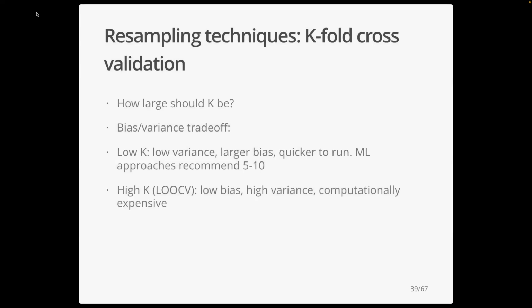A trade-off here, though, is that that was an example with k equals 5. So we should decide how large we want k to be. When we do this, we run into the bias-variance trade-off, where if we have low k, so few partitions, we get larger bias. This makes sense because if we have fewer points going into our training set, we're going to have a harder time fitting the out-of-sample data. A lot of the machine learning community recommends partitions in the 5 to 10 range.